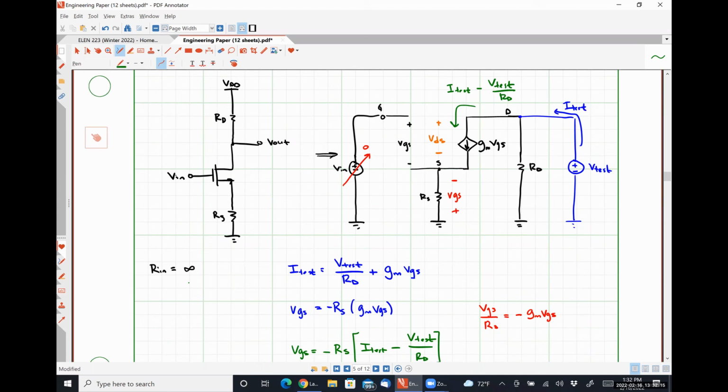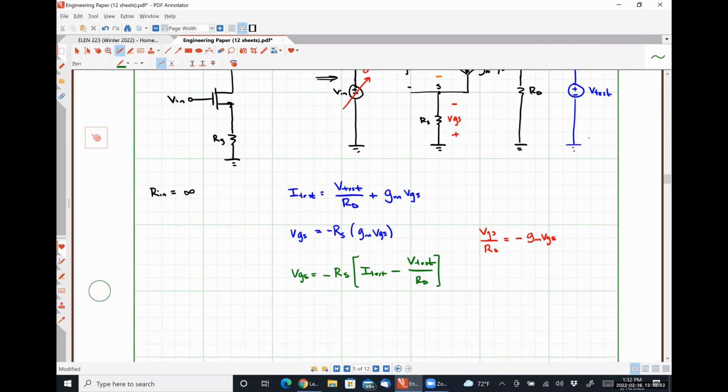So this is the current I test. Some of it splits off and flows through this resistor RD, which I'm going to quantify as V test over RD, which means the remainder of the current is I test minus the bit that branched off. What that did was allow me to write VGS only in terms of I test and V test, which I can then substitute into here, and I will have an expression only in terms of I test and V test, which is what I want to get my output resistance. So let's see what happens.